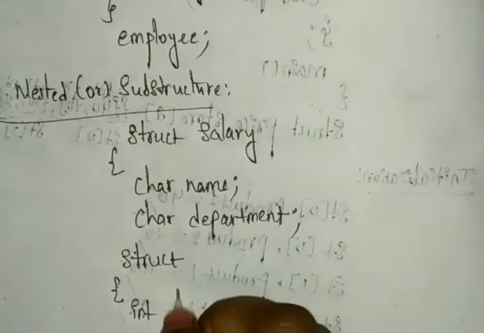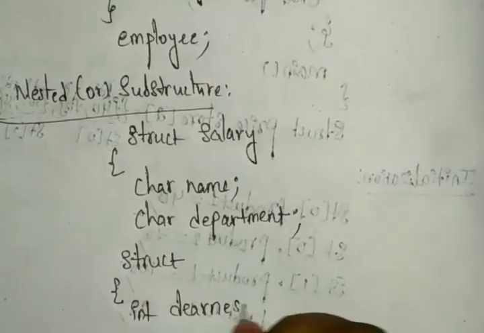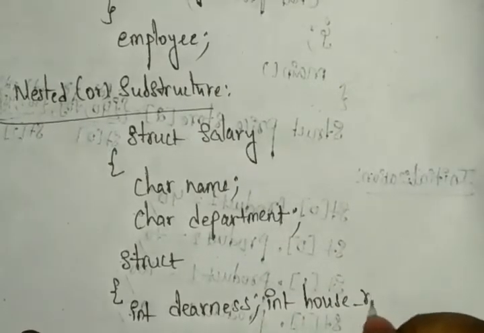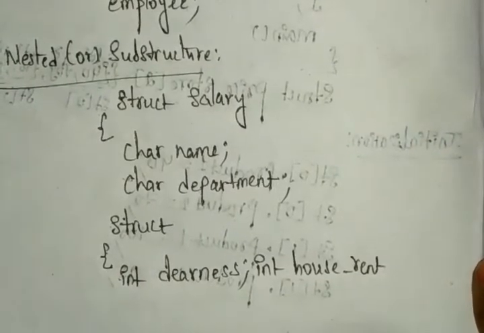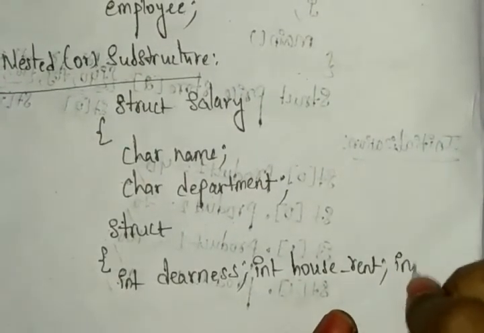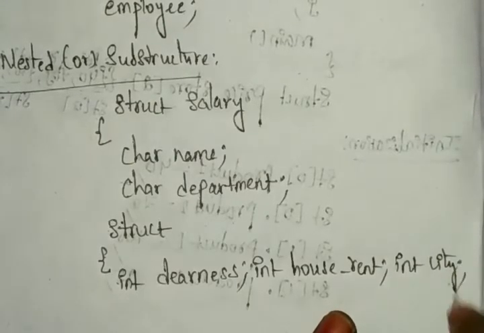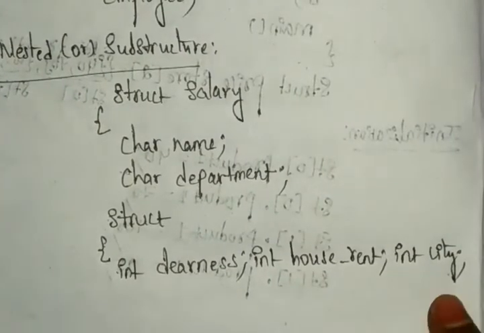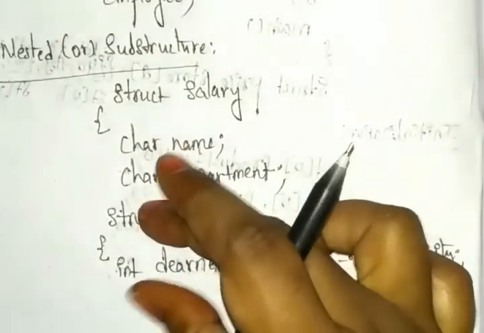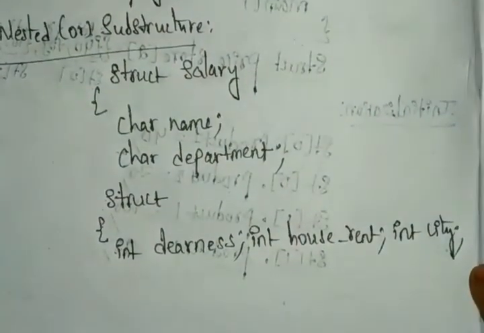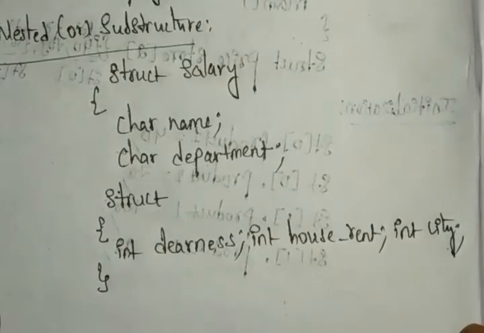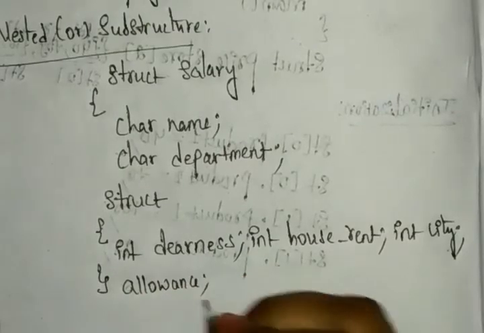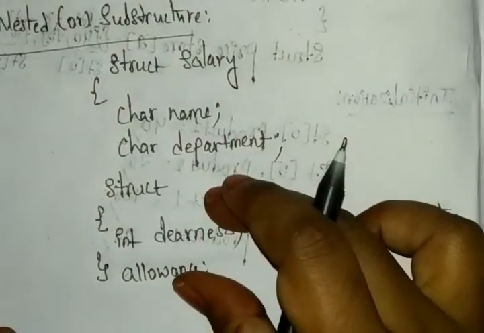int journeys, int house rent, and the last one, int city. Once you write like this for the allowances, these three will have one variable, that is allowance. This structure will have the one variable allowance. You can write allowance here. Yes, we completed the substructure.